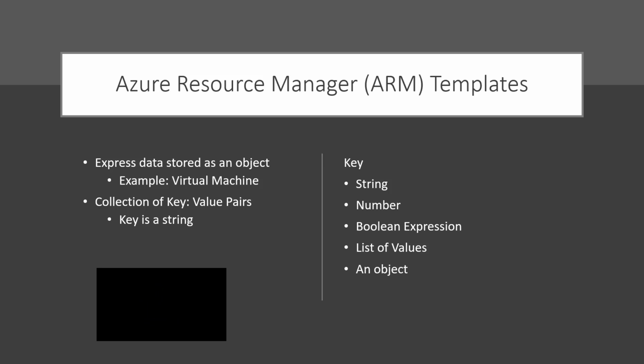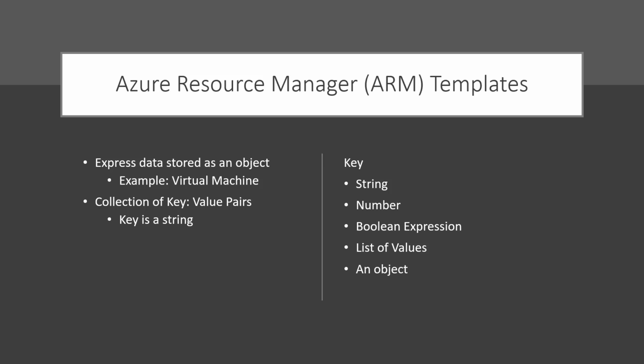Azure Resource Manager templates are written in JSON, which allows you to express data stored as an object, such as a virtual machine and text. A JSON document is essentially a collection of key value pairs. Each key is a string, whose value can be a string, a number, a Boolean expression, a list of values, or an object, which is just a collection of other key value pairs.